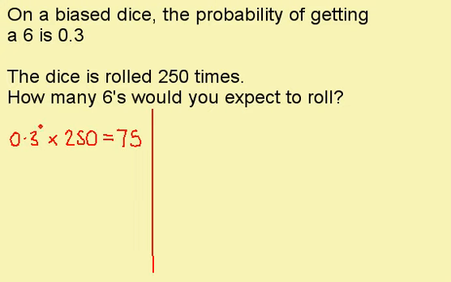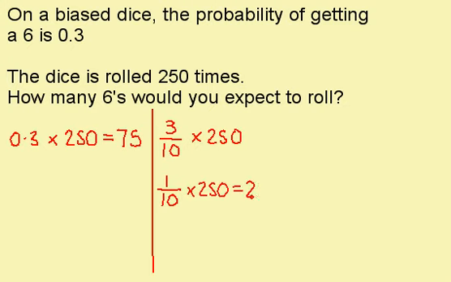I can rewrite 0.3 as 3/10, and I now need to find 3/10 of 250. 1/10 of 250 is 25, so 3/10 of 250 must be 3 of these, which is 75.